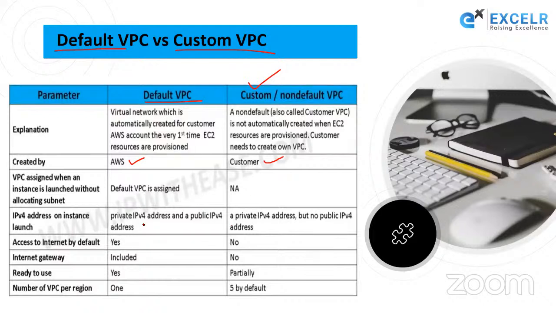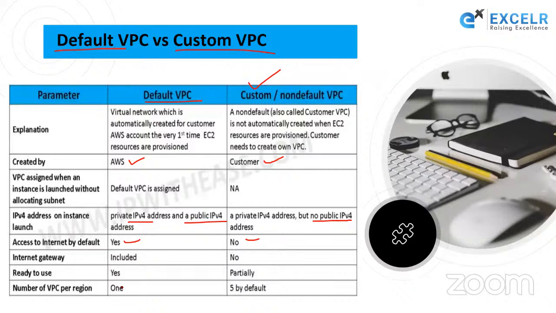In your default VPC, you will get a public as well as a private IP address by default. But with your custom VPC, you will not get that. You will not get a public IP address. A private IP address will be there. Internet access is available in the default one; here you have to go and configure it.